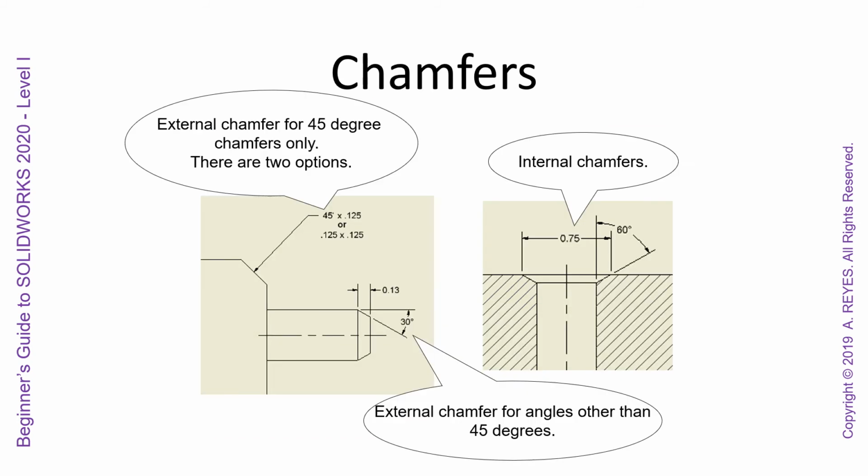Chamfers. External chamfer for 45-degree chamfers only. So there are 2 options. You could say 45 degrees by 0.125 or 0.125 by 0.125. External chamfer for angles other than 45 degrees, so you can put the angle in and show the distance. And then internal chamfer, as you can see, they're showing the total distance and then the angle for the chamfer.